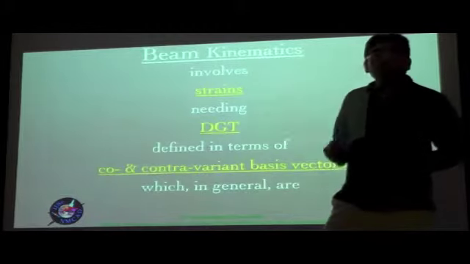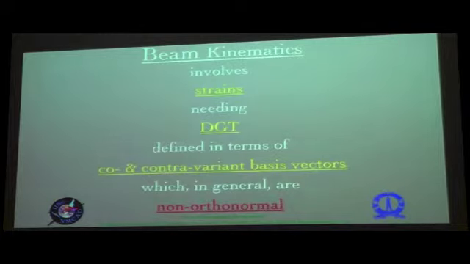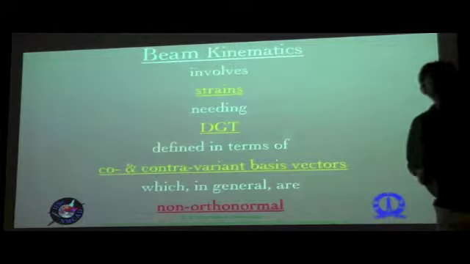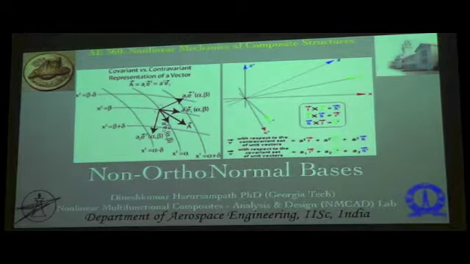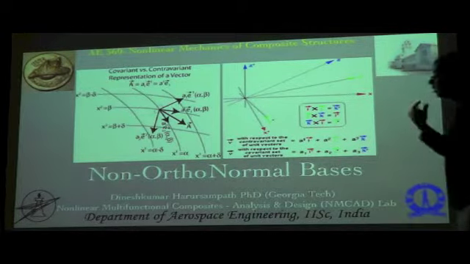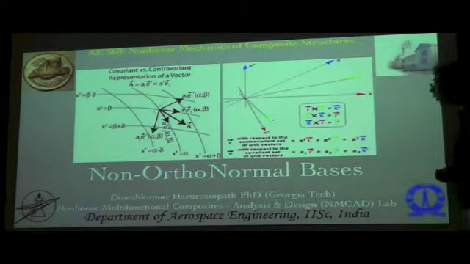Okay, so in such a situation, how do we deal with it? In order to understand that, we have to introduce the concept of non-orthonormal basis. So that's what we will first do. I think we do have time to just go through that non-orthonormal basis first, and in the next class we'll go into the covariant and contravariant basis vectors.